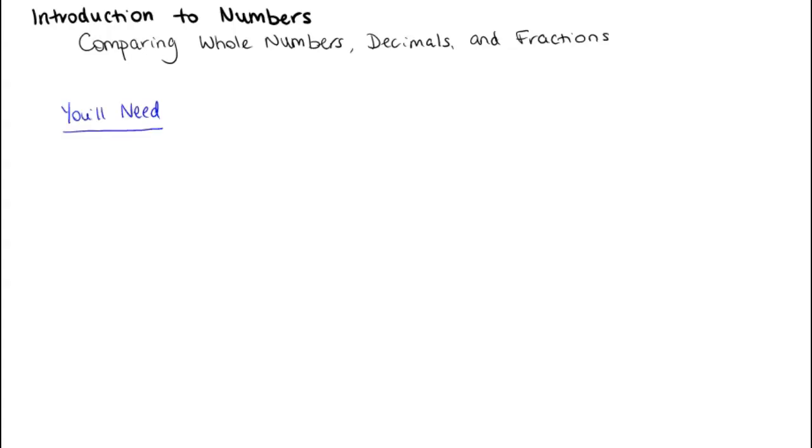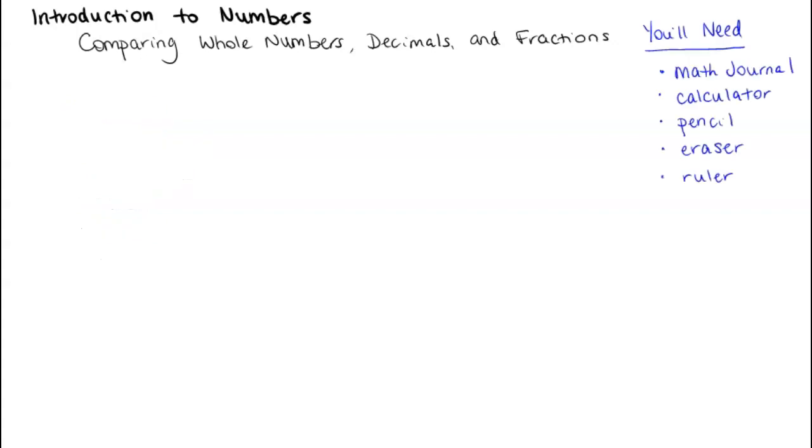In this video, we're going to be doing a quick introduction to numbers, and we're going to be comparing whole numbers, decimals, and fractions. And for this video lesson, you will need your math journal, a calculator, a pencil, an eraser, and a ruler. So if you don't have those things, just quickly pause the video and go get them before you continue. Okay, let's get started.